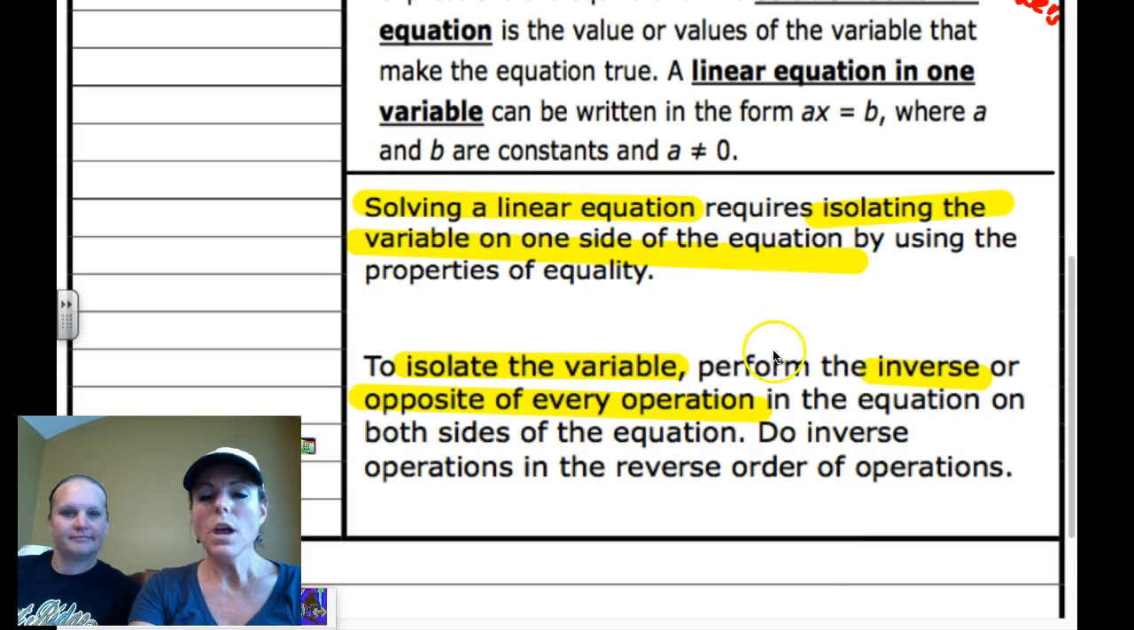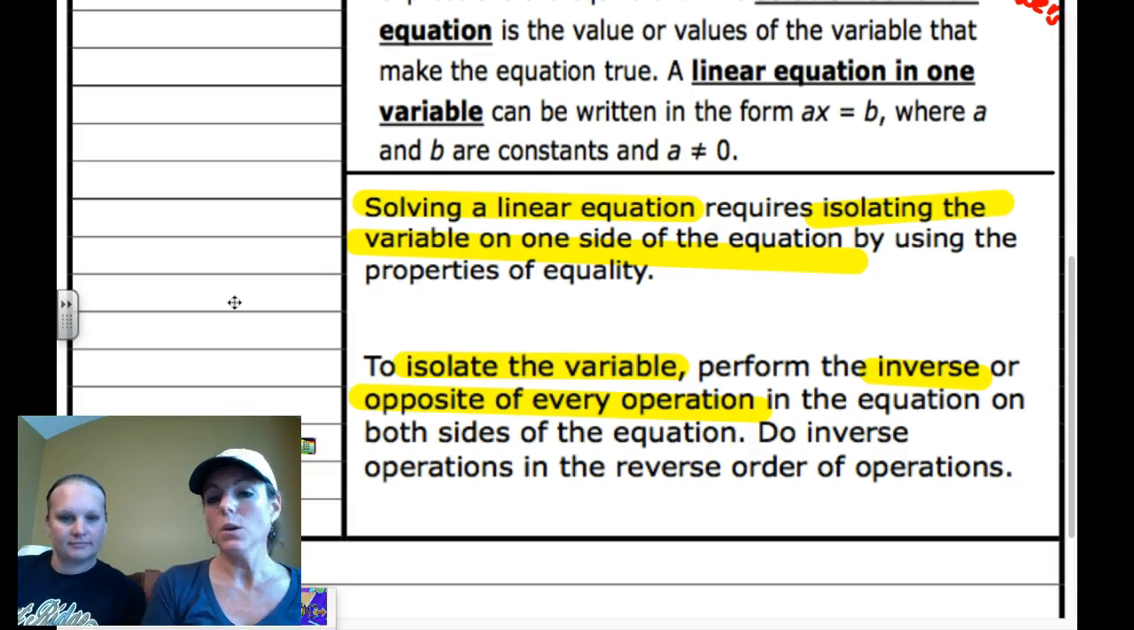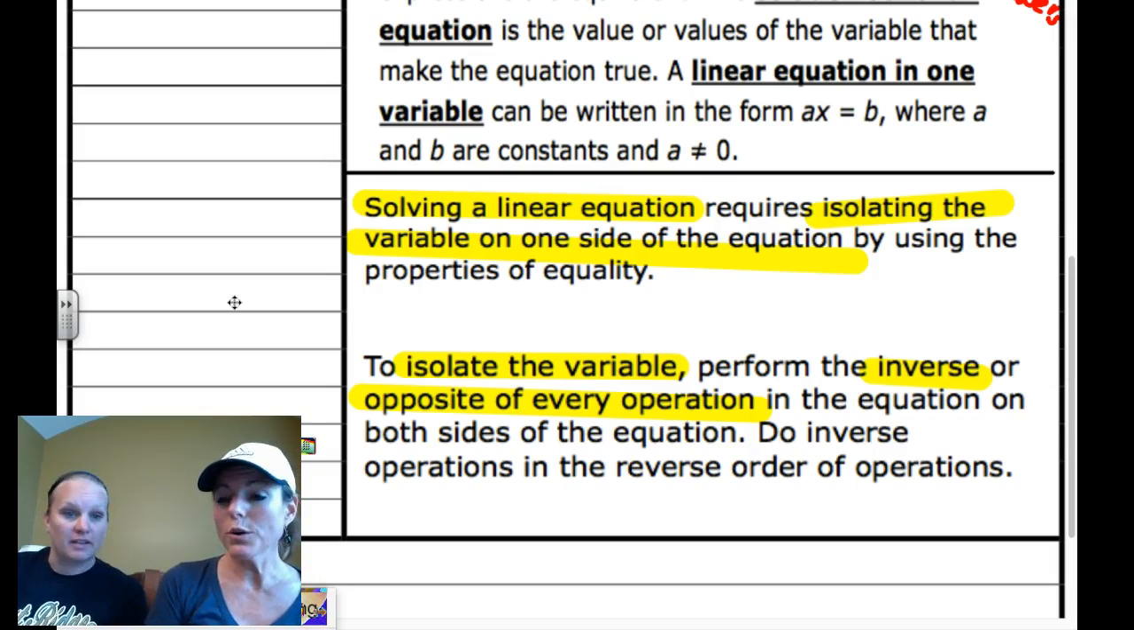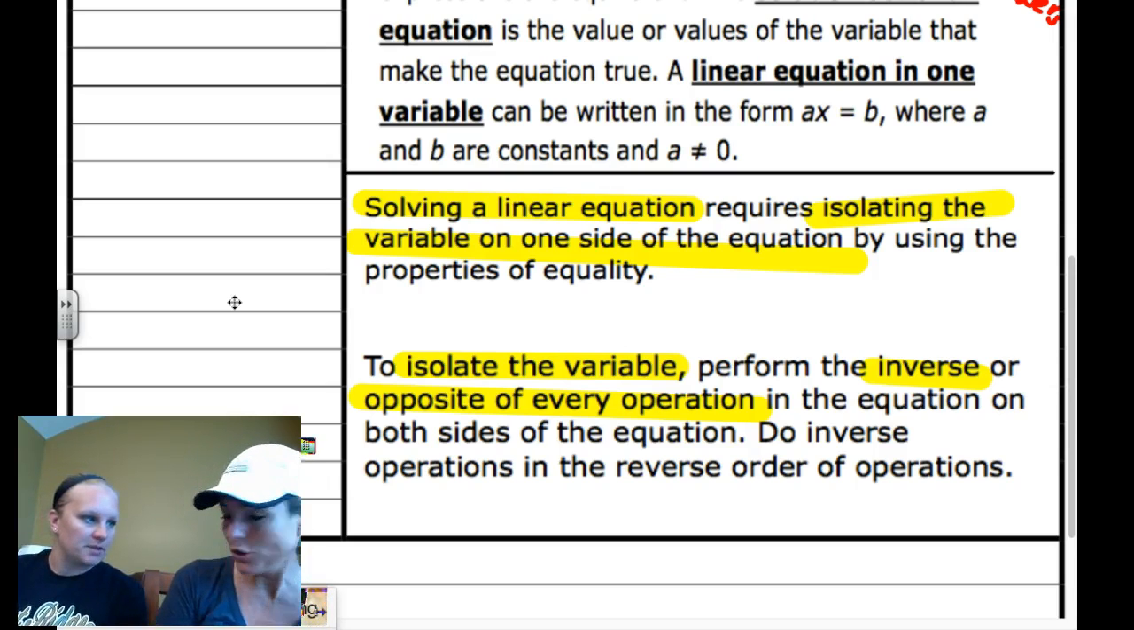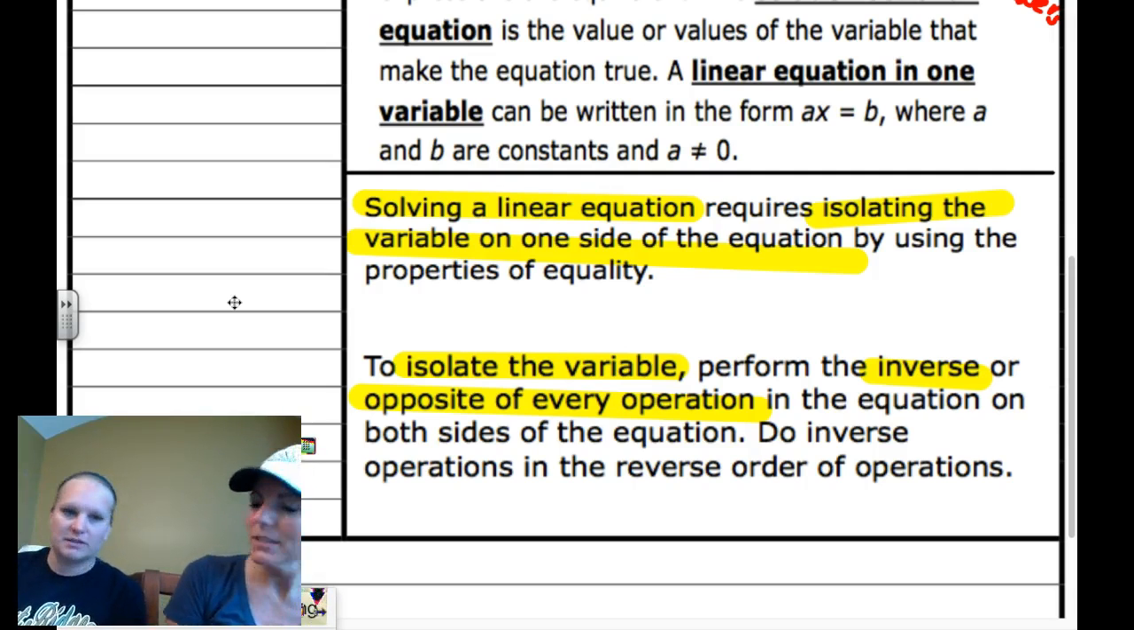All right, so we're going to talk about some steps because we're going to be solving linear equations. Solving a linear equation requires isolating the variable on one side of the equation by using the properties of equality. So you want to get the letter by itself. To isolate the variable, we're going to perform the inverse or opposite of every operation. Remember, it's opposite: if it's adding, you subtract. If it's multiply, you divide.